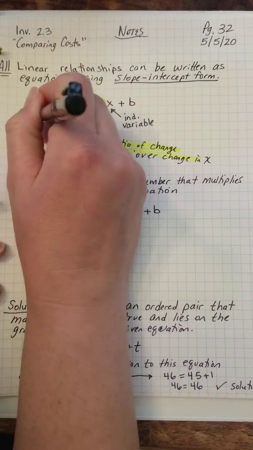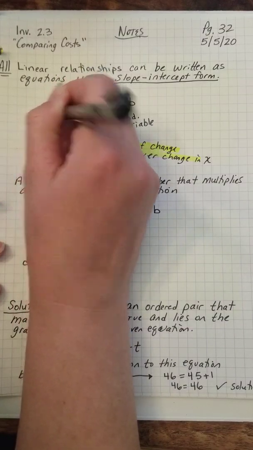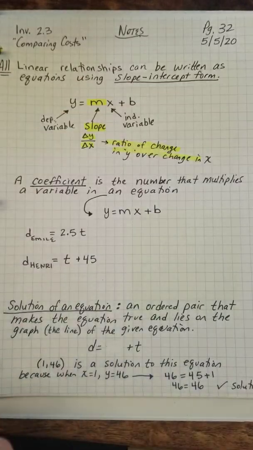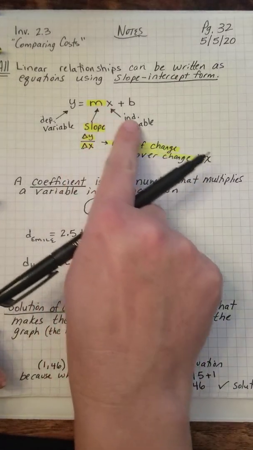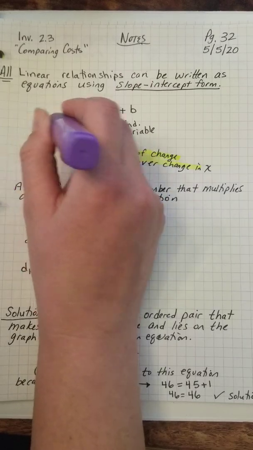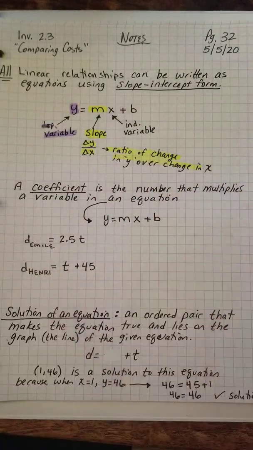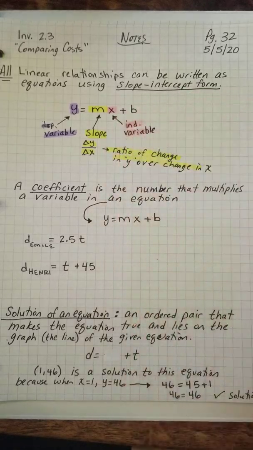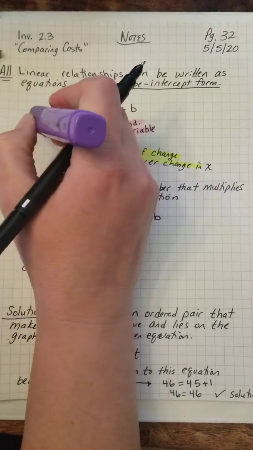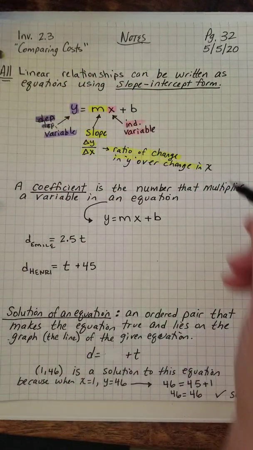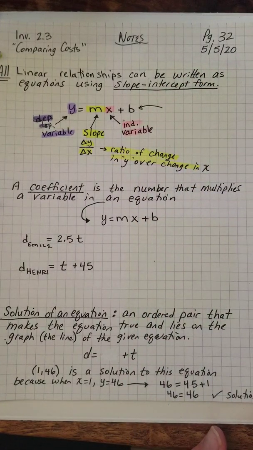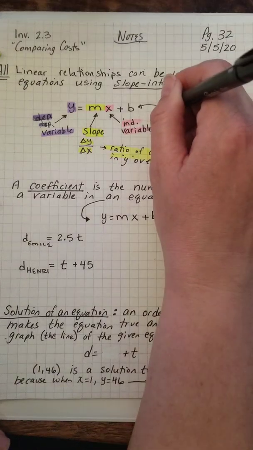Y is my dependent variable, not independent, dependent. And my whiteout isn't dry yet. So that's my dependent variable. X is my independent variable. So y is dependent. X is independent. There, we'll just do that. So dependent variable, independent variable. And then my b, we've known it as our starting point, but that starting point is called the y-intercept.